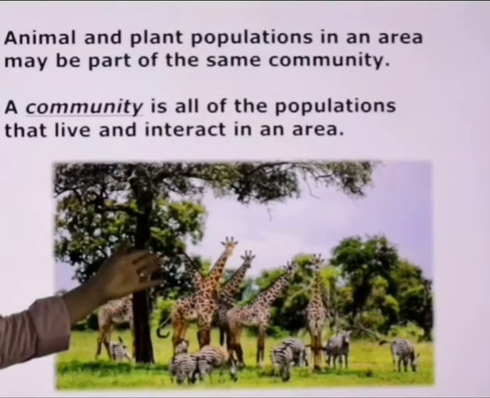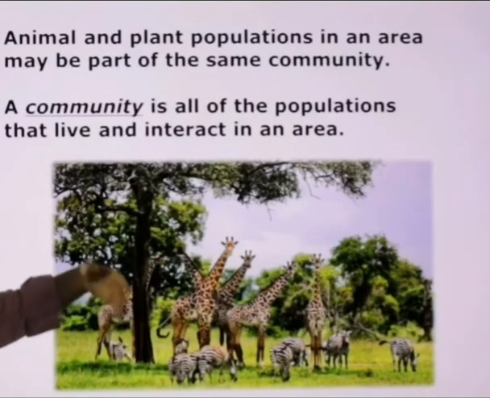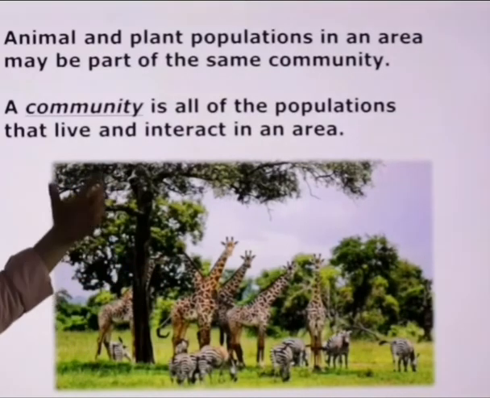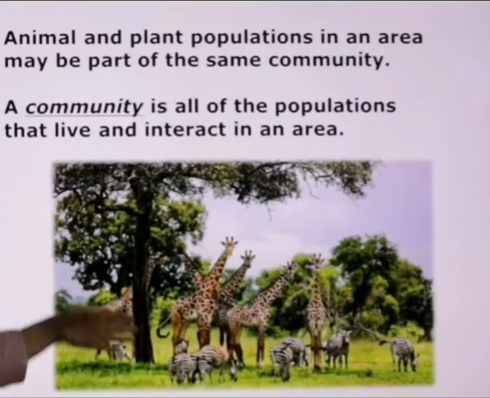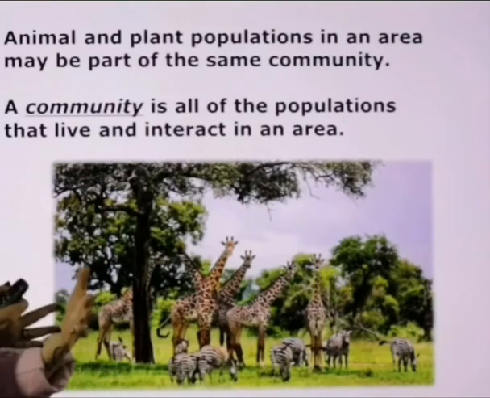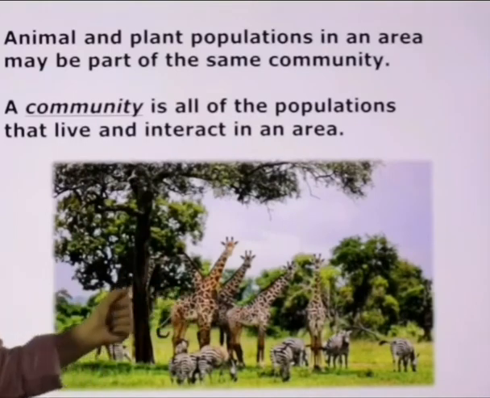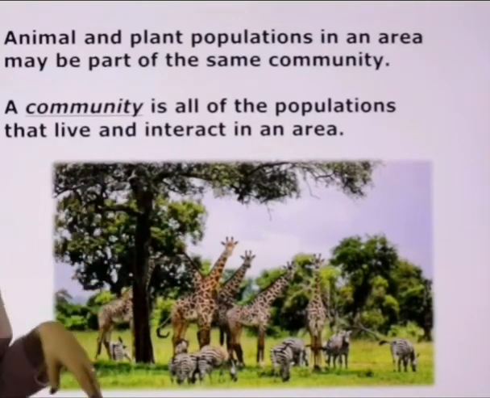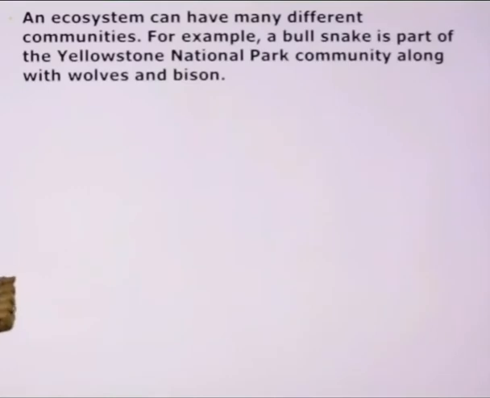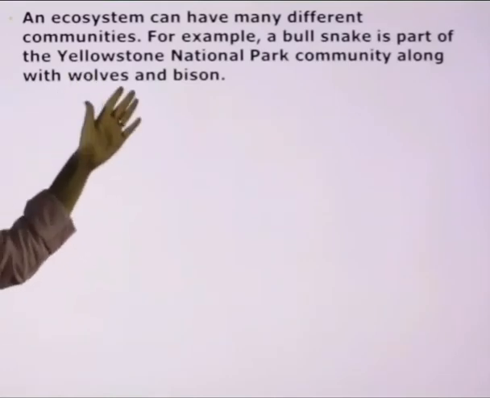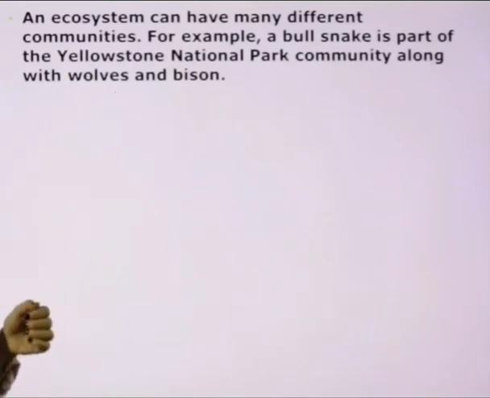So these giraffes are interacting with each other. They're also interacting with the tree because they're eating the leaves on the tree. These zebras are interacting with each other, and they're interacting with the grass because they're eating the grass. So this is a picture of a community. An ecosystem can have many different communities.